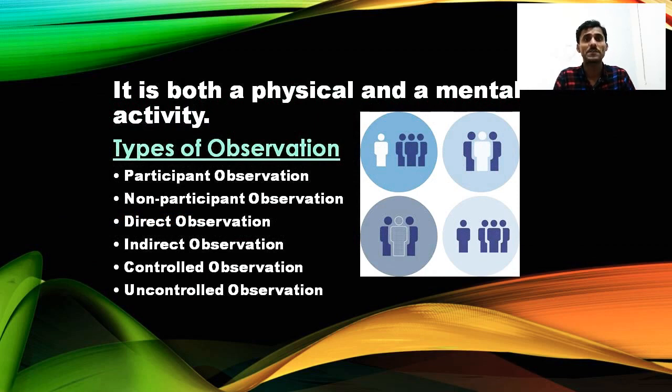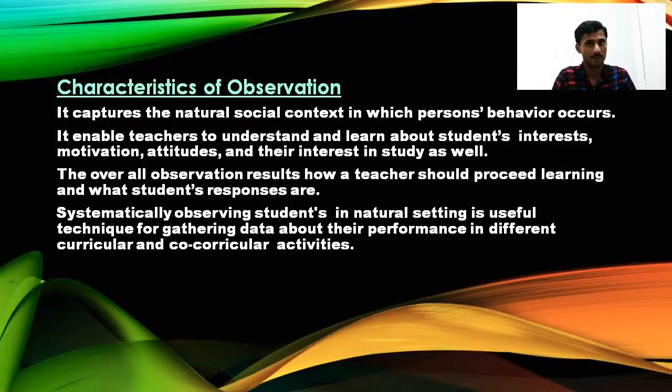There are a lot of types of observation. There are participant observation, non-participant observation, indirect observation, direct observation, controlled and uncontrolled observation. Characteristics of observation: observation captures the natural social context in which a person's behavior occurs. It enables teachers to understand and learn about students' interest, motivation, attitudes, and their interest in study as well. The overall observation results show how a teacher should proceed in teaching and what the student responses are.